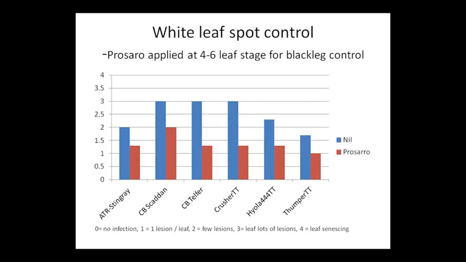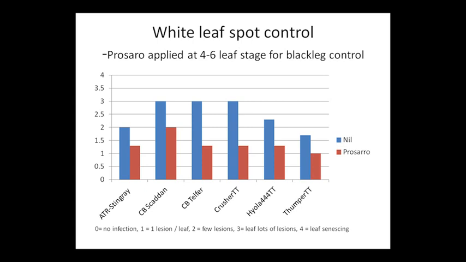This slide here was a trial at Diggera, which we actually set up to look at foliar fungicide or Prosaro application for blackleg control. And when we got there to look at leaf lesions for Blackleg, we noted that it had a remarkable effect at controlling white leaf spot also. So the scale here is 0 to 4, visual scores, 0 being no infection, 4 being the leaf being killed. And these are different cultivars.